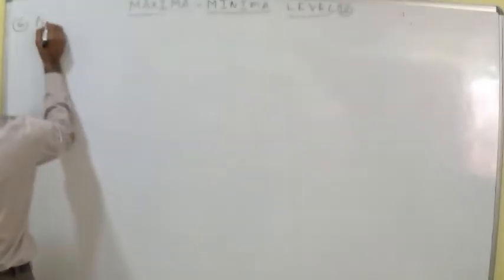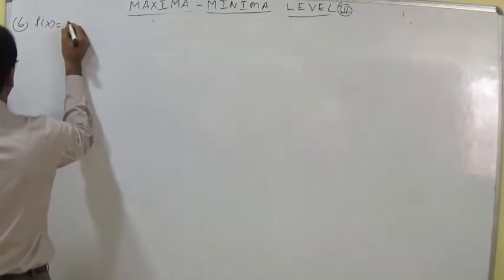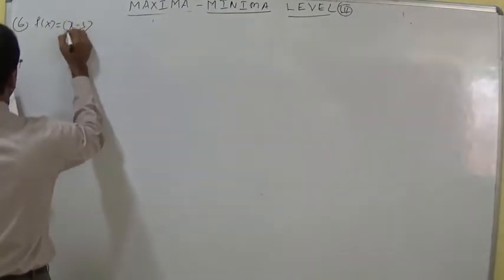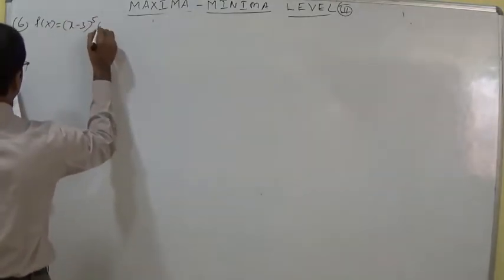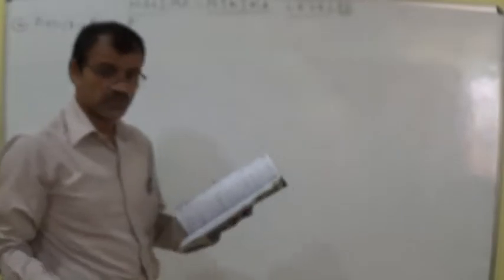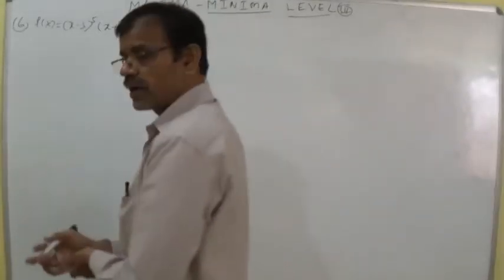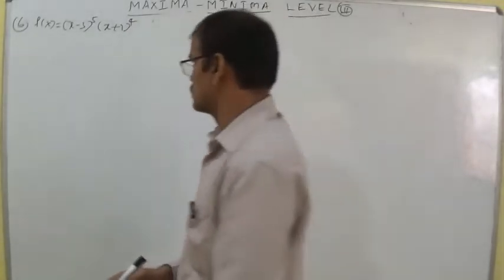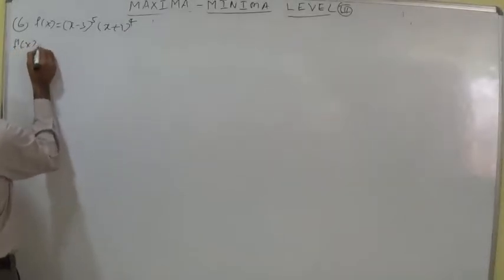6th question. F of x is equal to x minus 3 whole power 5 into x plus 1 whole power 4. Then what is the value? According to the options we should discuss now. To find the minimum or maximum, f dash x is equal to 0, so first of all we will write f dash x.